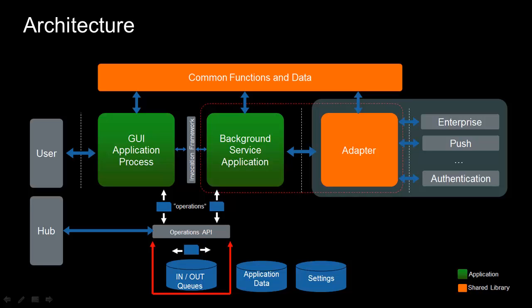Now on the right hand side, there's an orange box labelled adapter. This component is concerned with back-end system integration. At the bottom of the diagram, you can see two queues indicated, one labelled in and one labelled out. The queues and an internal API we called the Operations API form the mechanism by which the GUI and headless applications communicate with each other.